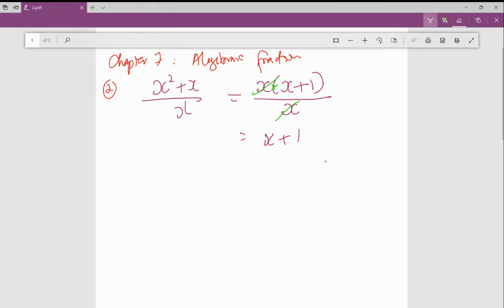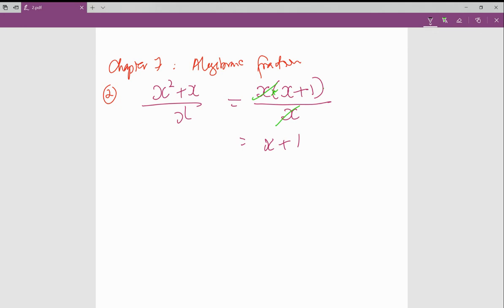Okay, I'm going to give you another question. Let me just change the color. Another type of question is, for example, 15h over 10h squared minus 5h. Again, I see a minus, so you cannot cancel. So you should factorize the denominator.